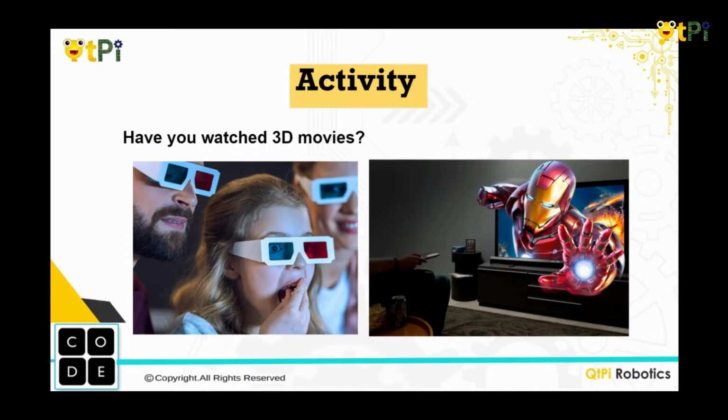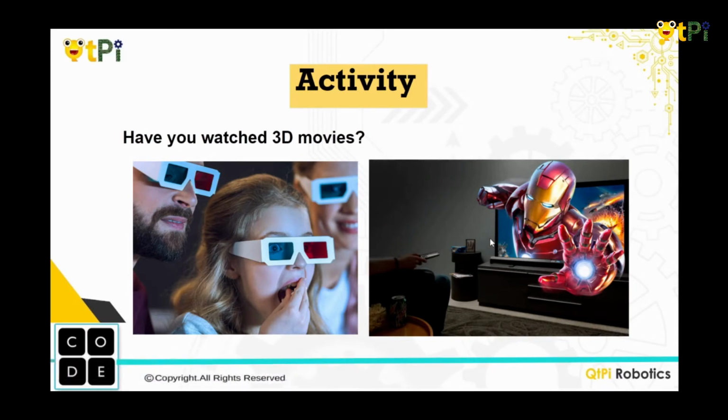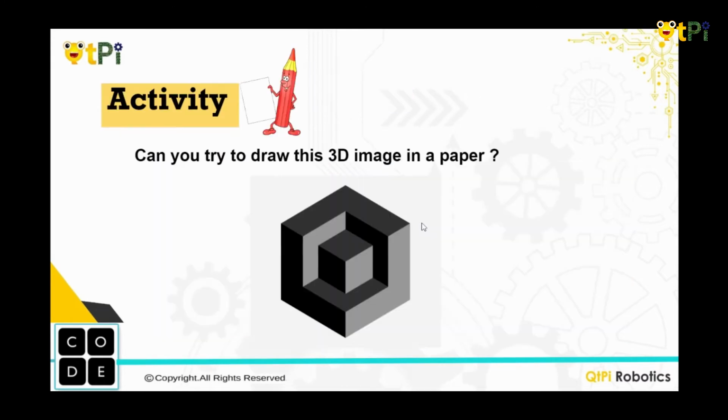So I would like to ask you, have you watched 3D movies? Okay. Yes. What do you observe? As you see here, the characters seem to come out and we see that as if they are very alive, isn't it? So, can you try to draw this 3D image on paper? I'll give you some time.